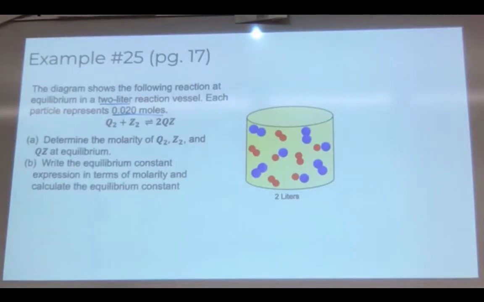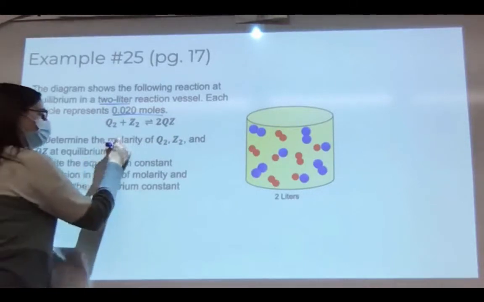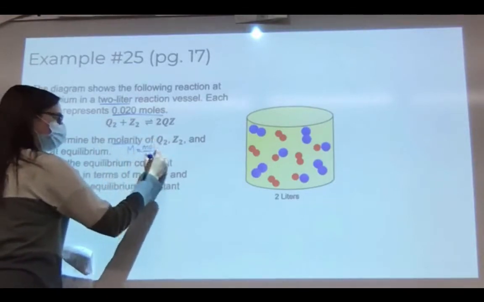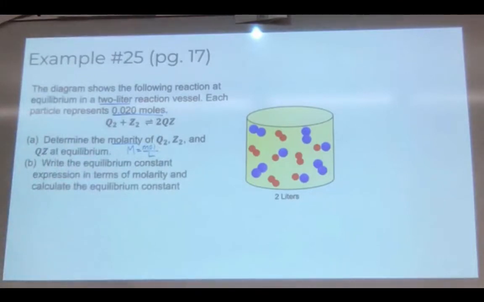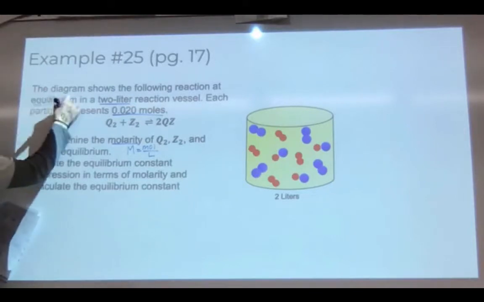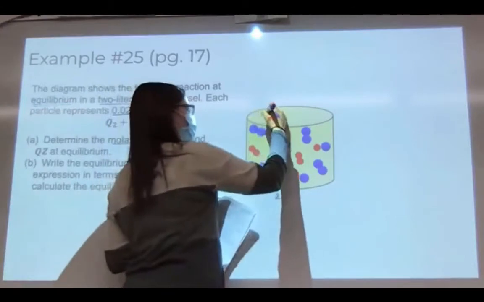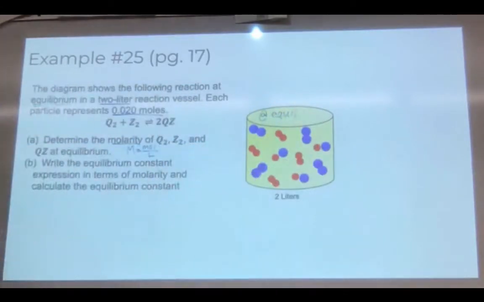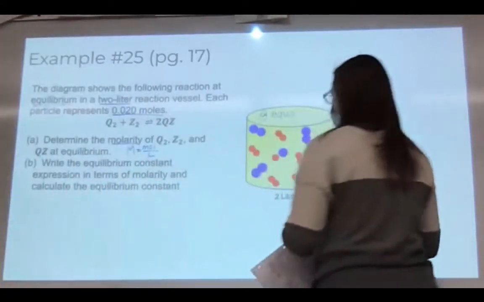So part A, determine the molarity of Q2, Z2, and QZ at equilibrium. Okay, so molarity is moles over liters. So we are figuring out the molarity at equilibrium. Now this says that the diagram shows at equilibrium. So this particle diagram is at equilibrium. That's what the problem tells us. So here's what we can do to find the molarity. I'll do it over here off to the side.